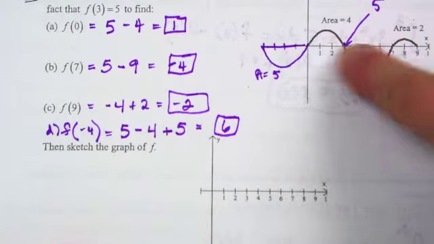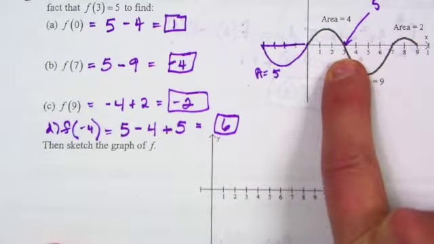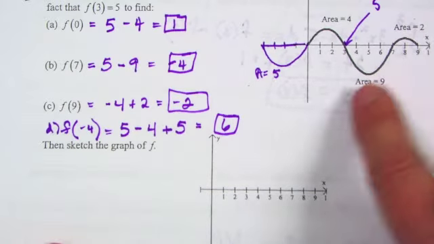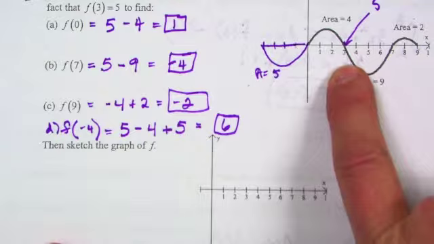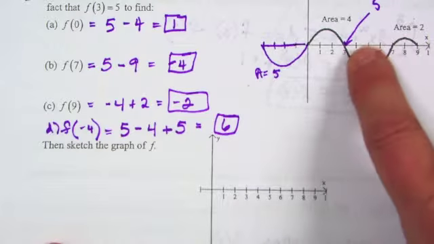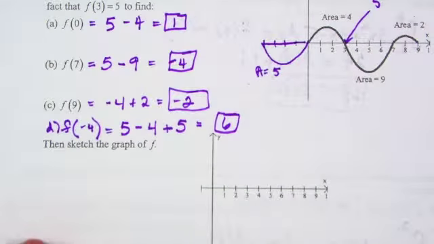The area right here is 4. The area right here is 9. This one started on the x-axis. This one started at 5, so it's 5 plus whatever. This one started at 1. It was 1 plus 9. Oh wait, I got this. So 6 is it. The only irrational one.